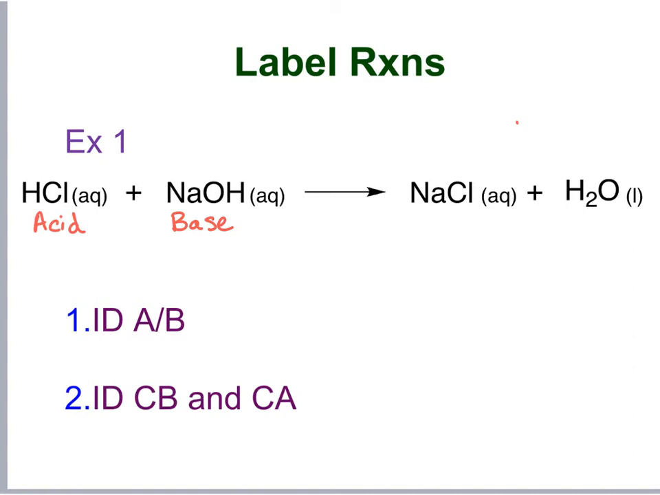So if we look at the HCl, which product matches that HCl? Well, it's losing an H+. So that means if we take H+ and Cl-, we take away the H+, what do we have left over? It's a Cl-. So if you look at the product side, we have a Cl- there. It's just hidden by the sodium.